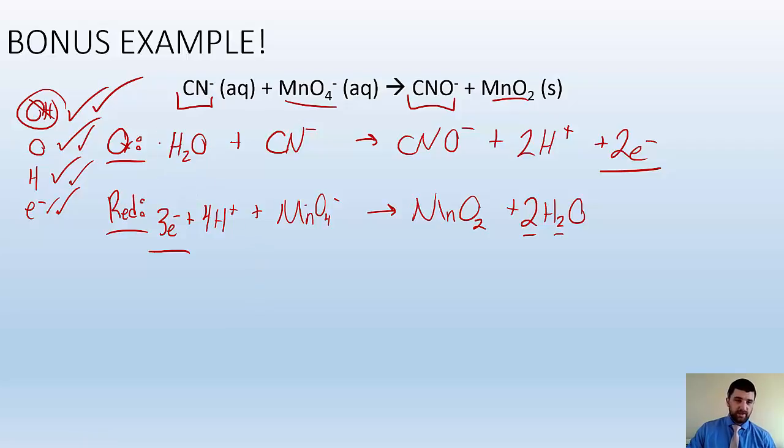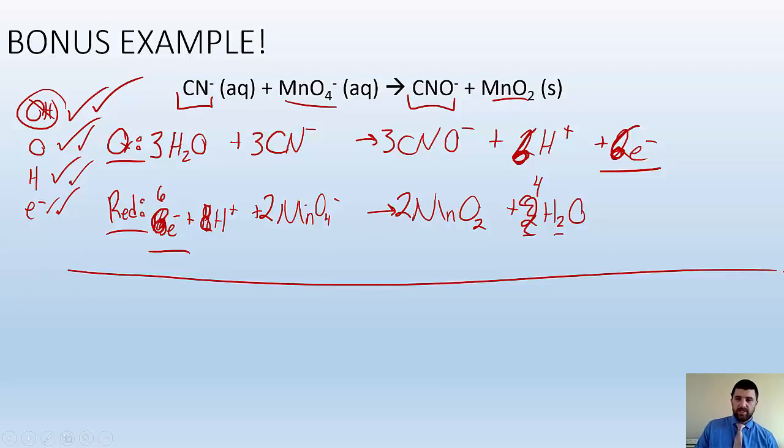So let me do that. I'm going to get 3H2O plus 3CN minus gives 3CNO minus plus 6H2O, because 2 times 3 is that, and 6 electrons. Now to get the 6 electrons on the bottom, I've got to multiply everything by 2. So I end up with 2 times 3, or 6 electrons. I'm going to end up with 8 H pluses. I'm going to end up with 2 MnO4 minuses, 2 MnO2s, and 4 H2Os.